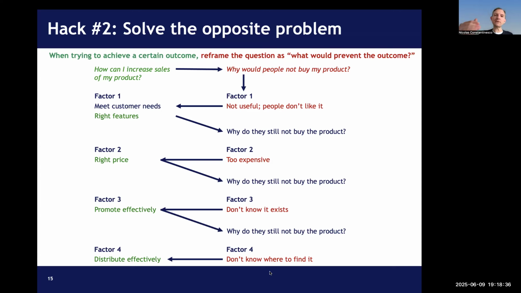It gives you a very methodical way, and actually kind of a messy way, of identifying the underlying factors that can ultimately help you to achieve your desired outcome, which is in this case, increase the sales of the product. So I think it's a nice hack. I use it a lot, in everyday life.